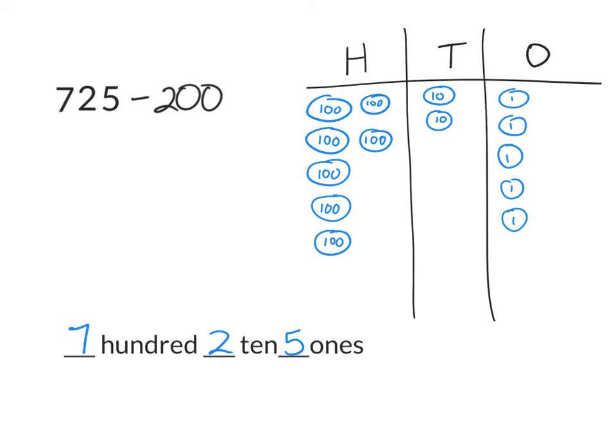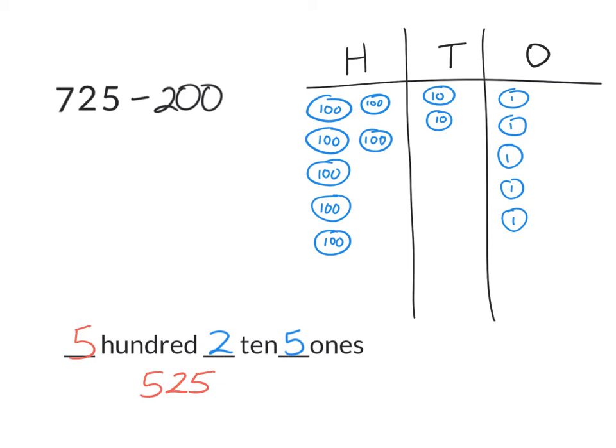So let's first start by using just the unit form. If I have 700, I want to take away 200. So that would mean I'd have to take away 200 from the 7. So 7 take away 2 leaves me with 5. So I'm actually going to erase the 7 and change it to a 5, because 7 take away 2 is 5. So my answer right now is 500, 2 tens is 20, and 5 ones, 525.